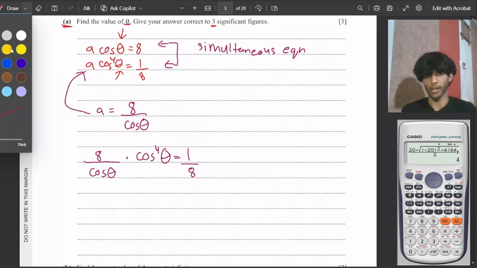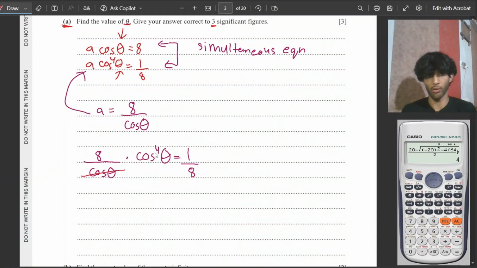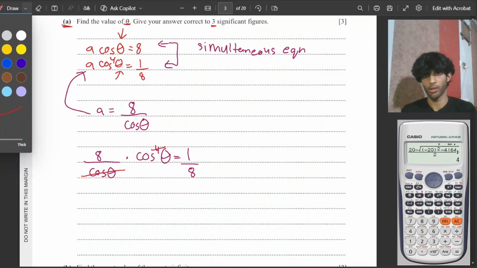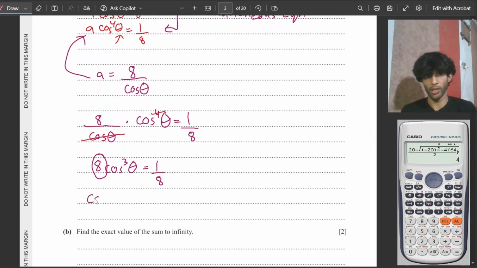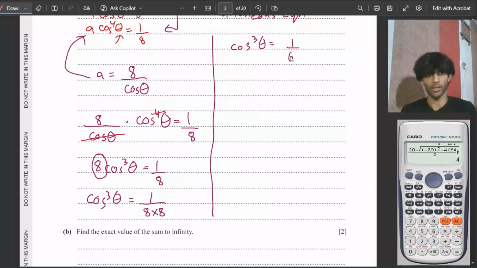Okay, so now I can go ahead and cancel this cosine theta out with one of those powers. So there's only going to be 8 cosine cubed theta equals 1 over 8. Now I have this 8 over here. Let's get rid of this. It's multiplying over here, so when I send it to the other side, it's going to divide. So it's going to be cosine cubed theta equals 1 over 8 times another 8 because it's going to divide. So that's going to turn this into cosine cubed theta equals 1 over 64.